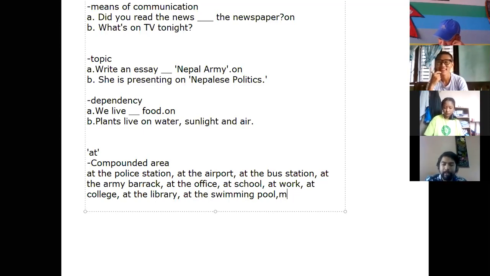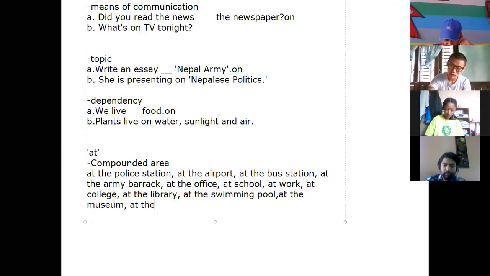Or at the museum. At the meeting. At the party. For such compounded areas we use at, remember this.